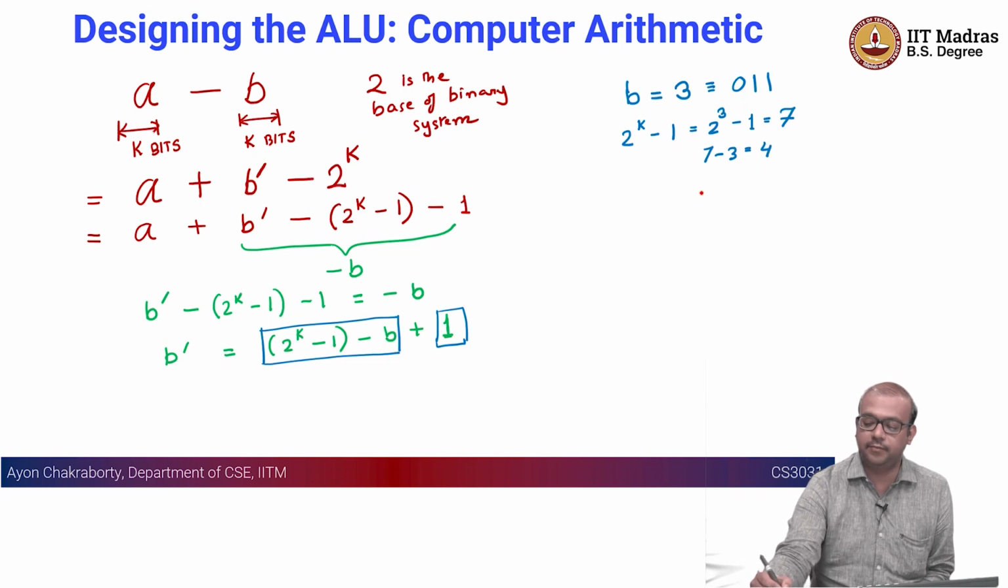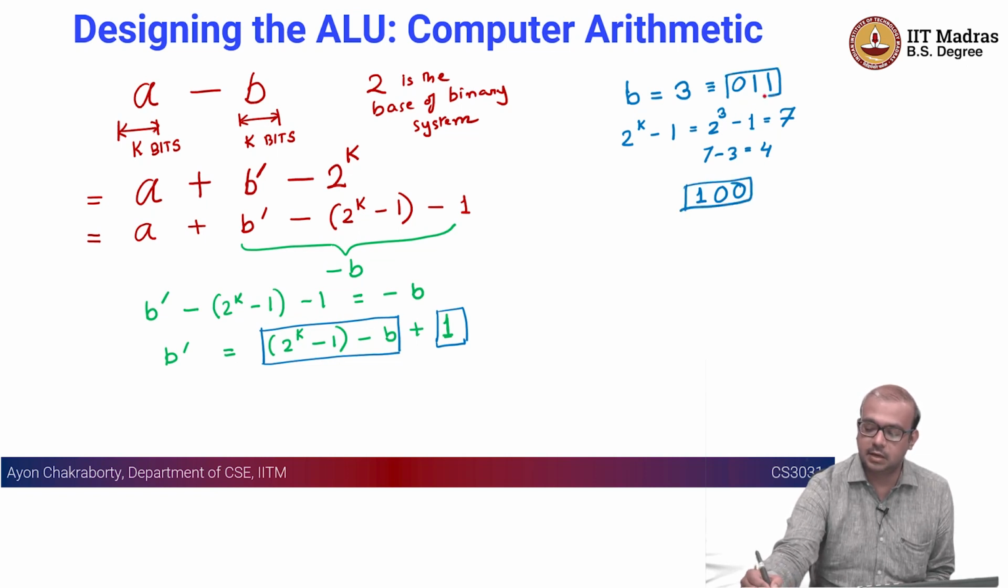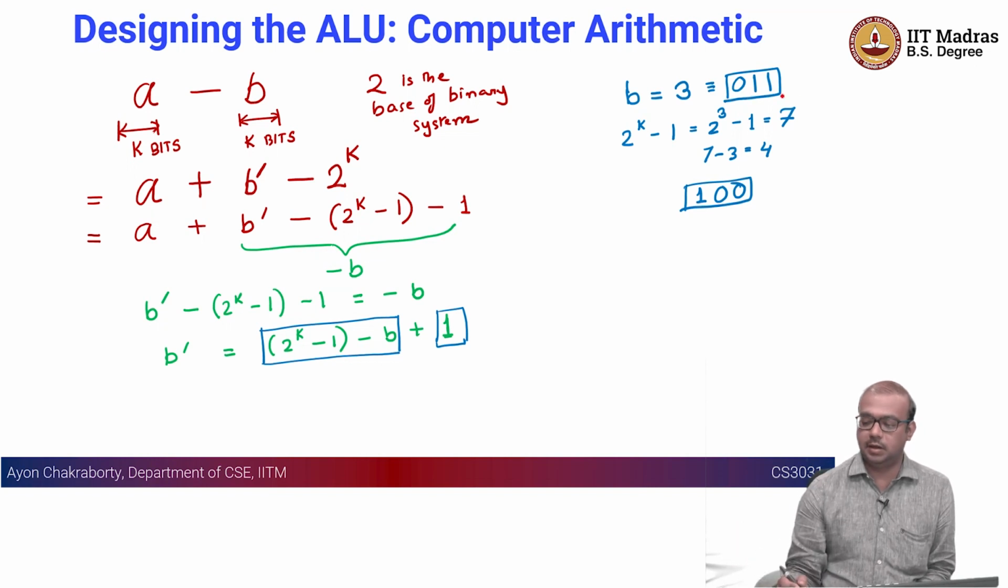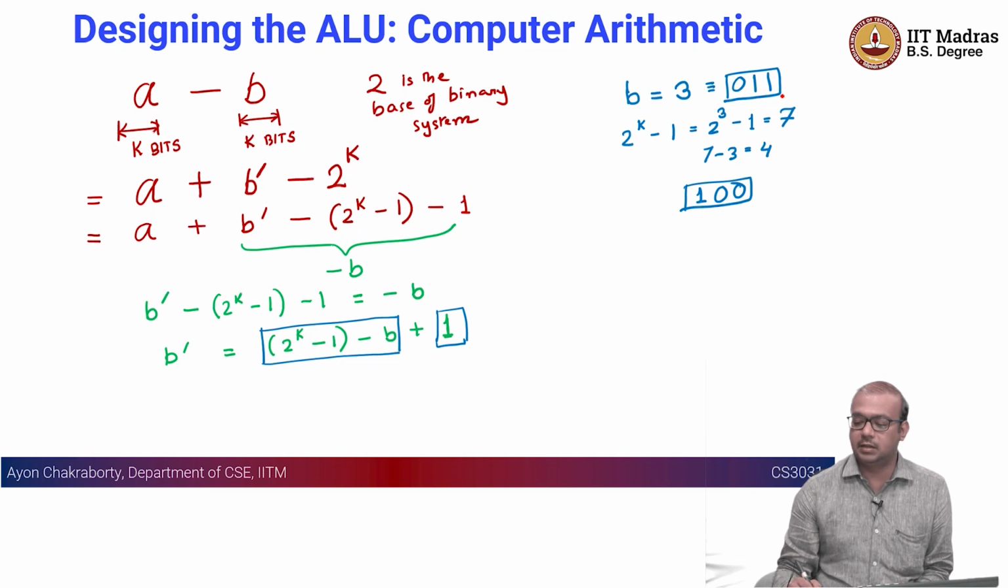And what is the value of 4? The value of 4 is 1, 0, 0. Okay. So if B is 3, or 0, 1, 1 in a 3-bit system, the value of 2 to the power k minus 1 minus B is going to be 1, 0, 0. Let us take another example.